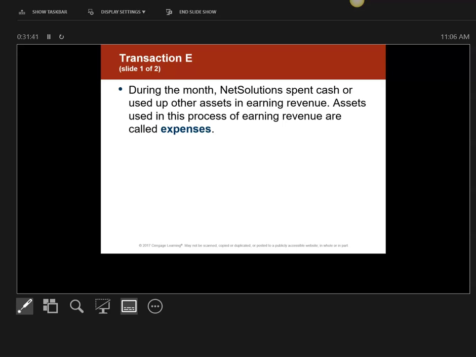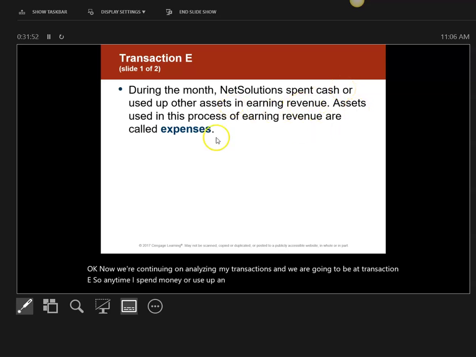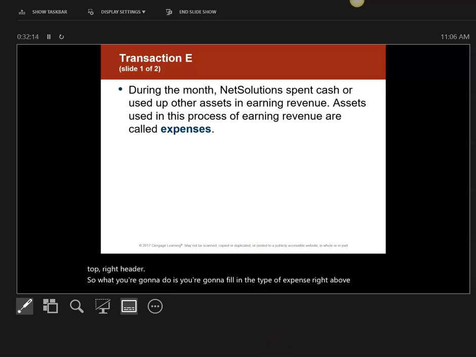Okay, now we're continuing on analyzing my transactions, and we are going to be at transaction E. Anytime I spend money or use up an asset to make money, it's called an expense. So in the next transaction, we're going to look at expenses. If you look at your analysis of transaction spreadsheet, you'll see expenses written 5 times at the top right header. What you're going to do is fill in the type of expense right above it. So here's what happened.